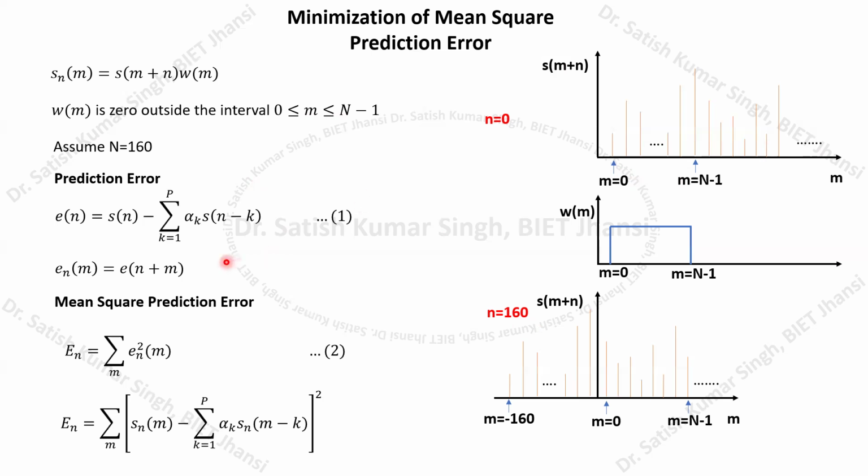So here what we have to do is, this prediction error that we had already defined by this equation e(n) equals to s(n) minus sum over k equals 1 to p of alpha k s(n minus k). Now here this s(n) will be replaced by s_n(m) and this e(n) will be replaced by e_n(m). So here now we have to define this mean square prediction error, which will be calculated by having this definition.